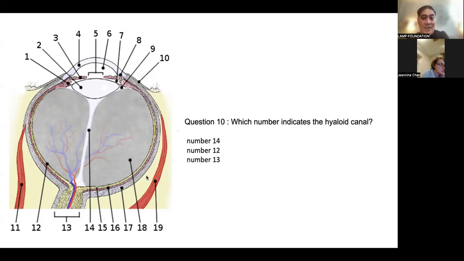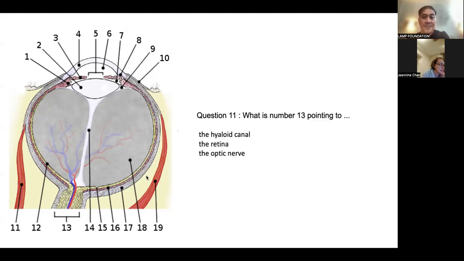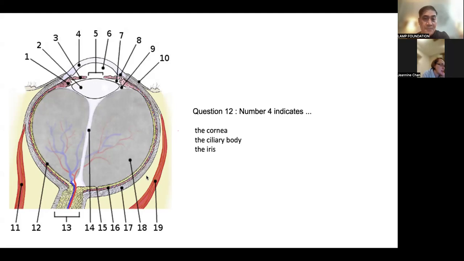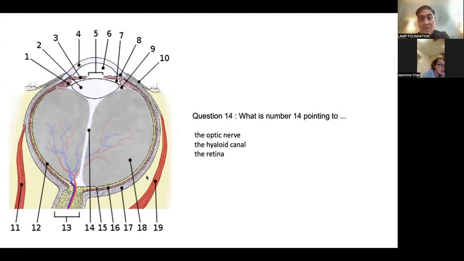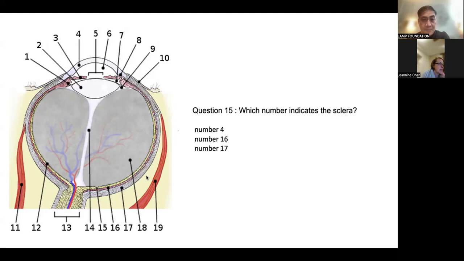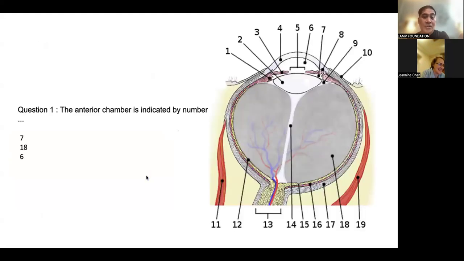Which number indicates the hyaloid canal? 14. What is number 13 pointing to? Optic nerve. Number 4 indicates? The cornea. The choroid is number? 16. It is the middle layer. What is number 14 pointing to? Hyaloid canal. Which number indicates the sclera? 17. Very good. The anterior chamber is indicated by number?